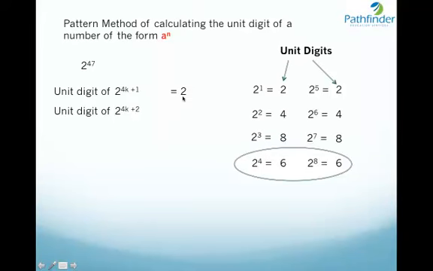Similarly, the unit digit of any number of the form 2 to the power 4k plus 2. Again, 2 square and 2 to the power 6 represent this category. The unit digit is 4.